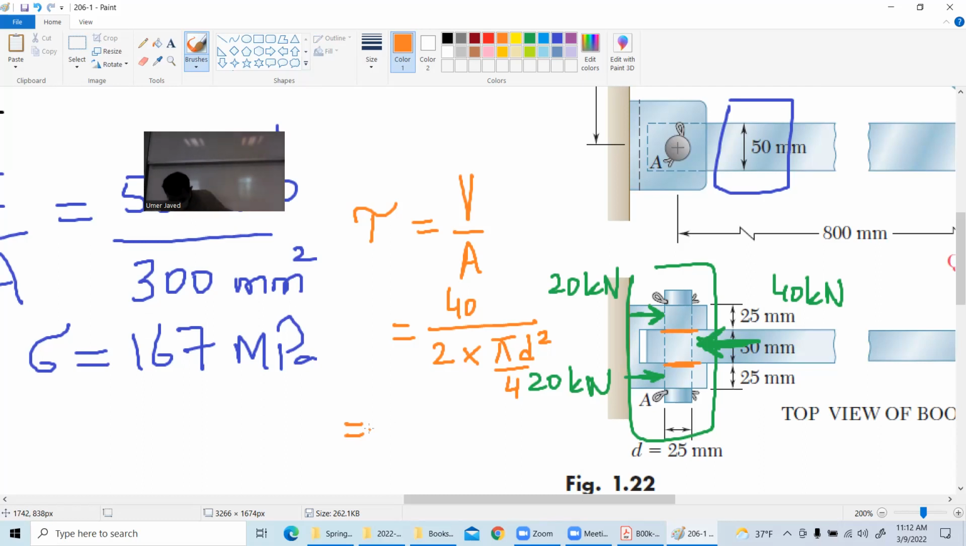40.7 kilopascals. 40.7 megapascals. Nice. 40.7, and I will intentionally write it as 10 power 6 pascals equal to 40.7 megapascals. Now do this question one more time.